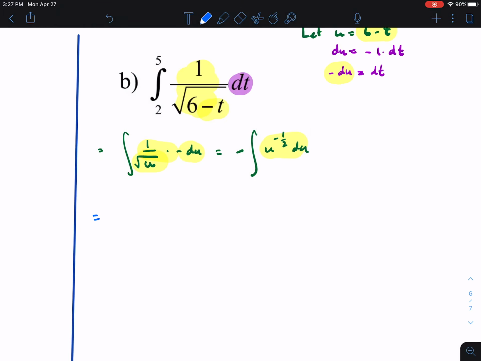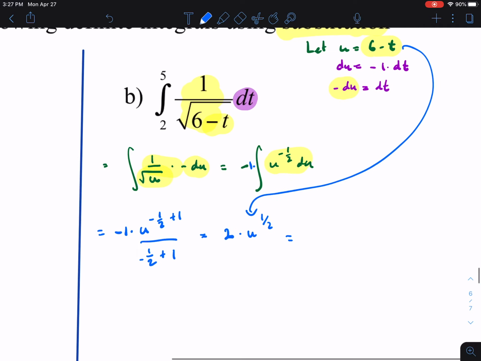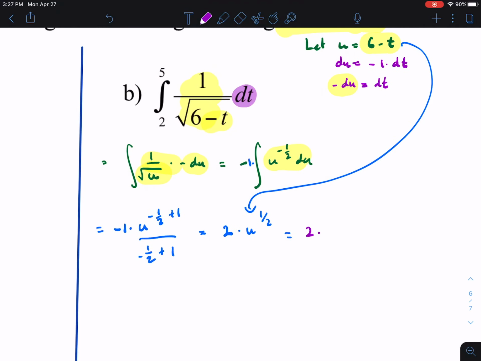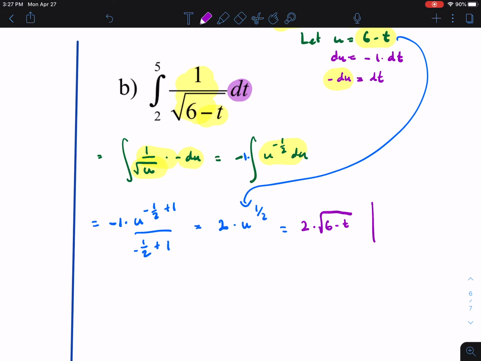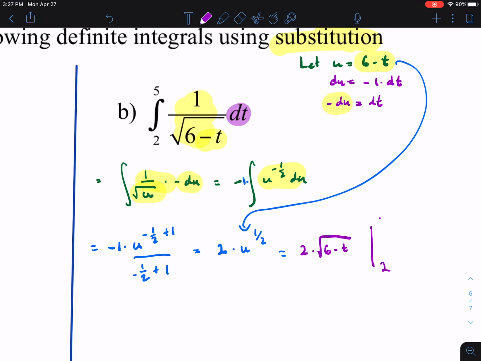All right. So we have -1, that's what the negative is, times, well, what is the antiderivative of u to the negative 1/2? Well, we're going to add 1 to the power and divide by the new power. So we're going to have 2 in the front, because 1 divided by 1/2 is 2, times u to the positive 1/2. Now we're ready to plug u back into this here. So u can be replaced by 6 minus t, and the 1/2 power is a square root. And now we're ready to evaluate this from 2 to 5.